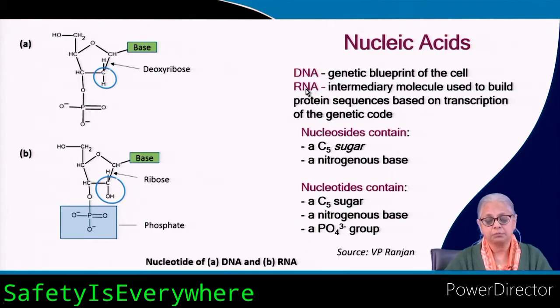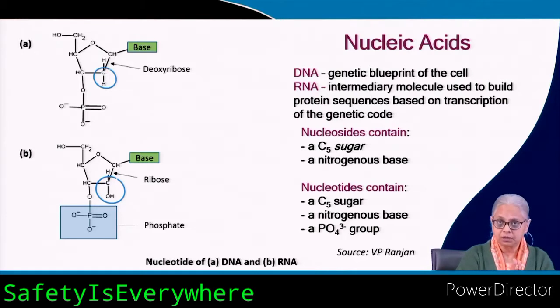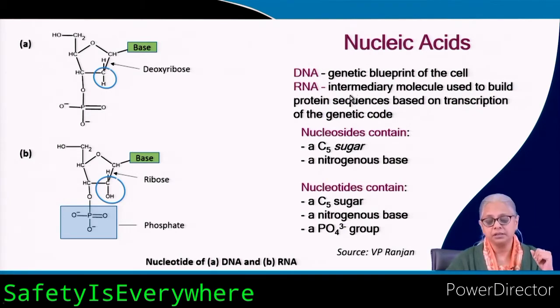And in the RNA molecules, which are intermediary molecules. So you have the DNA after the strands are split apart, a single strand of the DNA is going to serve as a template for the messenger RNA. The messenger RNA and the transfer RNA will then come together on the ribosomal RNA to bring the amino acids in the right sequence and form new proteins. So all the RNAs are intermediary molecules that are used for building the protein sequences based on transcription of the genetic code.